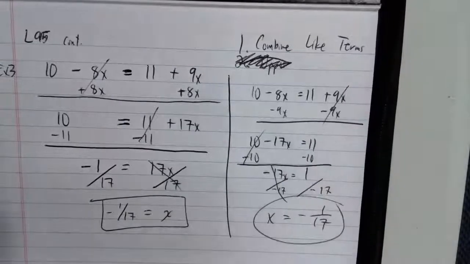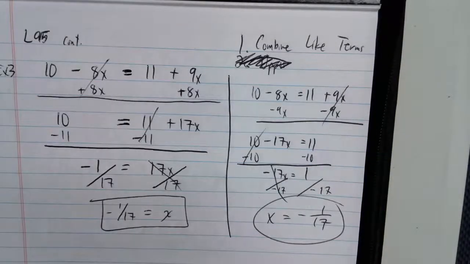The same answer. So I think that's the reflexive property: A equals B, therefore you can say that B equals A. It doesn't matter whether you move everything to the left or the right. Yes? Why is the negative on the 1 and now on the 17?